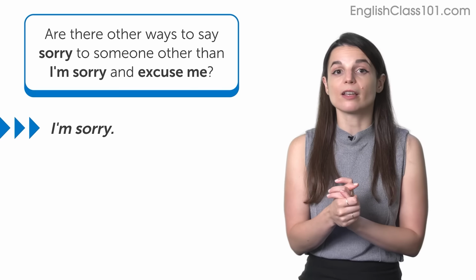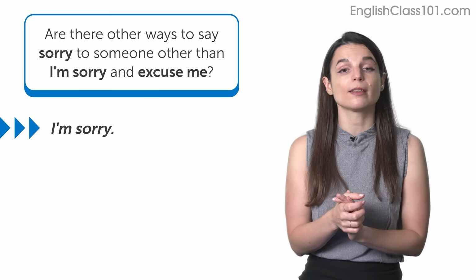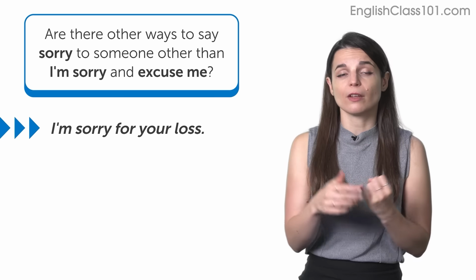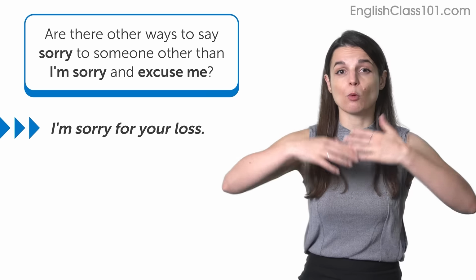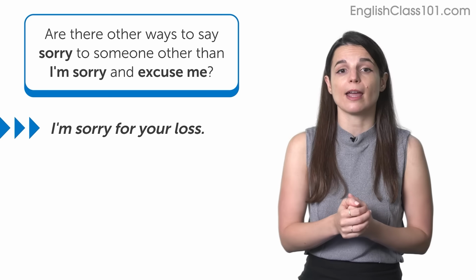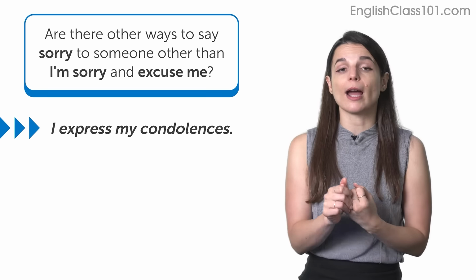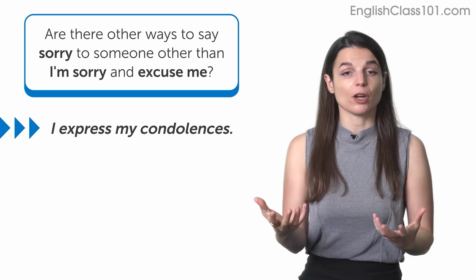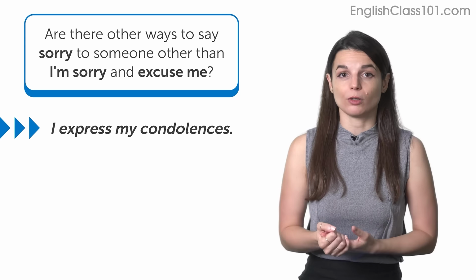If someone has lost a loved one, they've passed away, you can say, I'm sorry for your loss. In the same situation, if someone loses a loved one, but it's in a more formal situation, you can say, my condolences, or I express my condolences. This is another way to say very politely, I'm sorry for your loss.